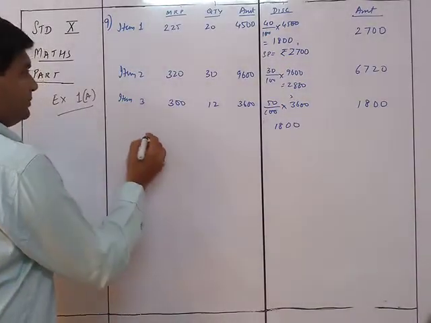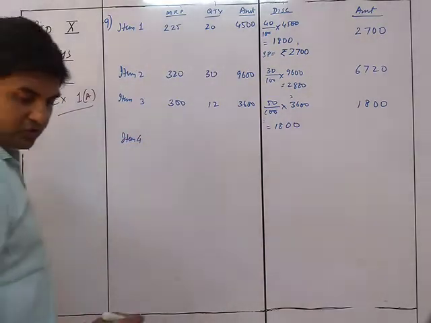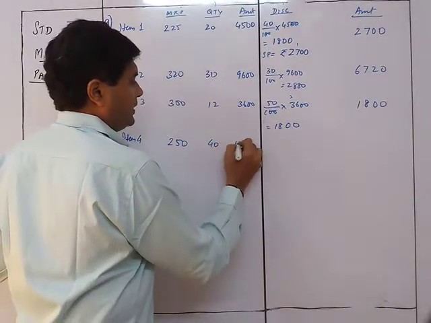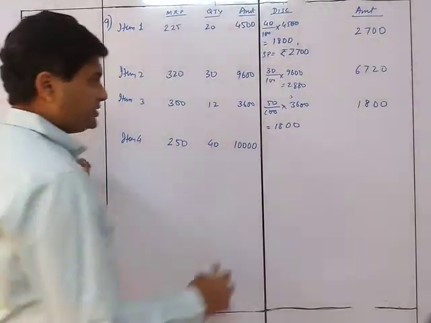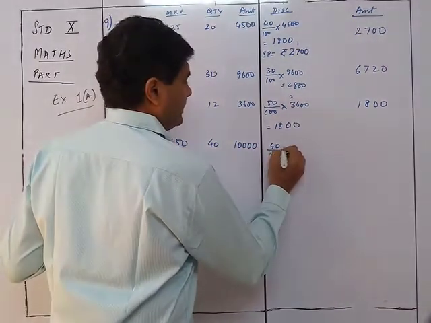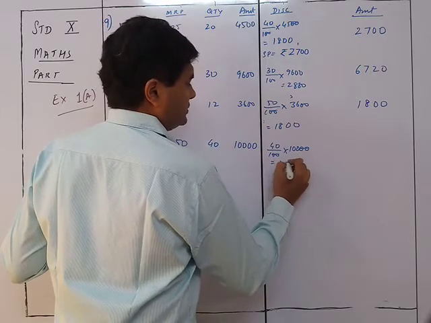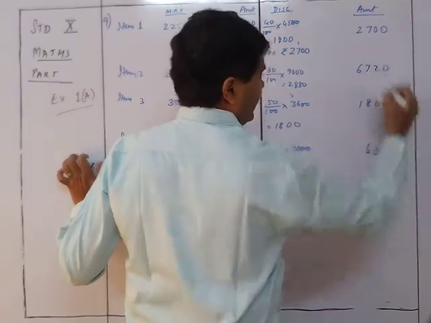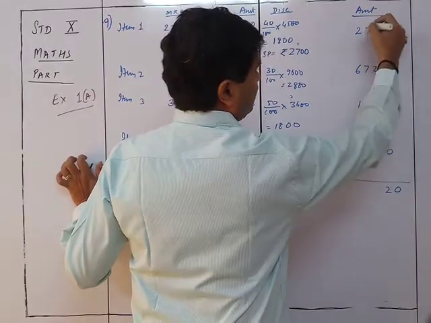Then item number 4 is of 250 rupees and there are 40 articles. So that will be 10,000. The discount is 40%, so it is 40 upon 100 into 10,000, which gives me 4,000. So that will give me the total as 6,000. So the total we get as 0, 2, this is 15 plus 7.